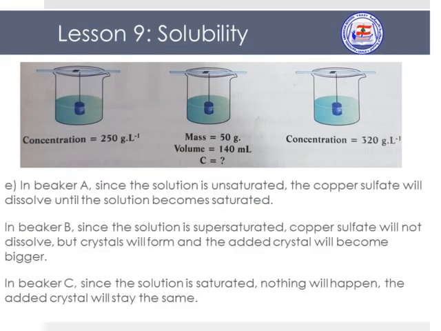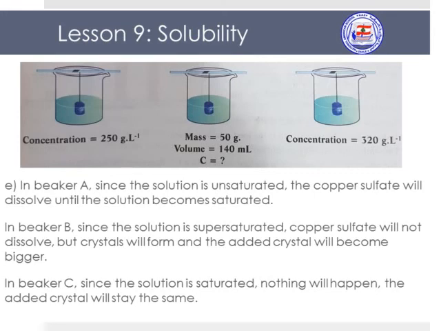So we have our solutions in beakers A, B, and C. To these solutions, we decide to immerse or add more copper sulfate. We have to explain what happens to the copper sulfate that we added in each beaker. So since beaker A is unsaturated, it means that we can add more solute and the solute will dissolve until the solution becomes saturated.